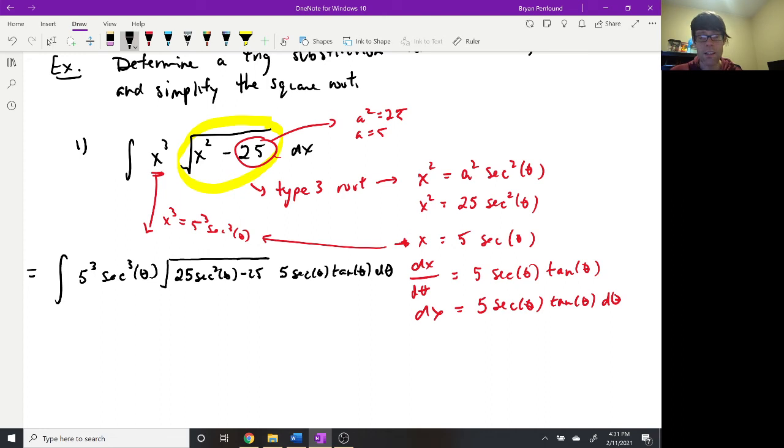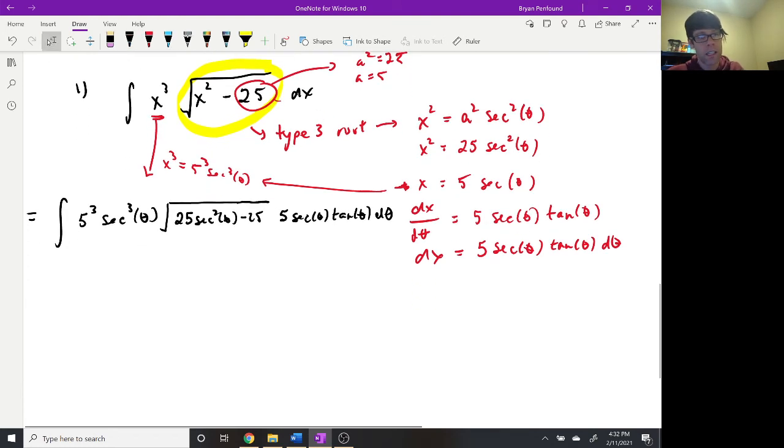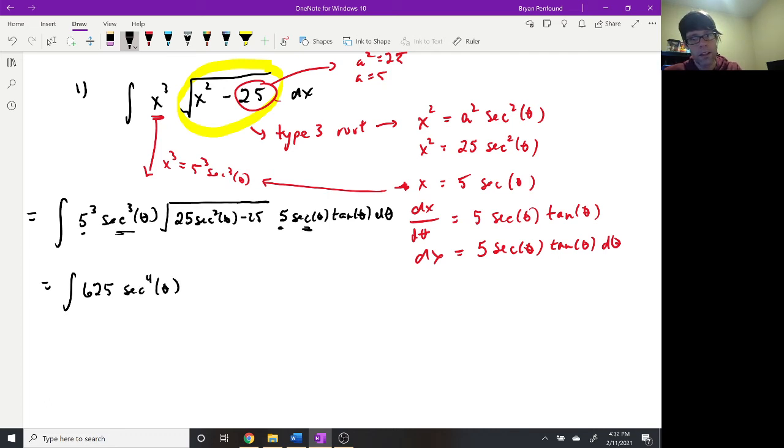Now, this right now looks much worse than what we started with, but it's not, because it is going to simplify into something not as terrible as the original thing. Okay, 5 cubed is 125. Secant cubed times, well, actually this is going to be 5 to the power of 4, right? I have actually 4 copies of 5, so that's 625. I have a secant cubed and another secant, so we're going to get a secant 4 theta. And let's just put this tan theta here for now as well.